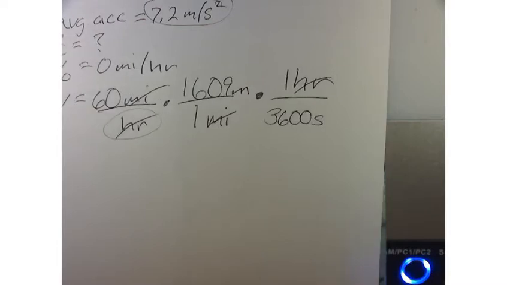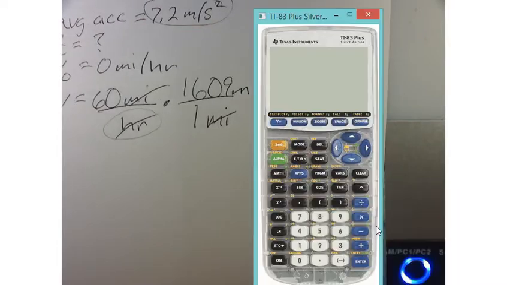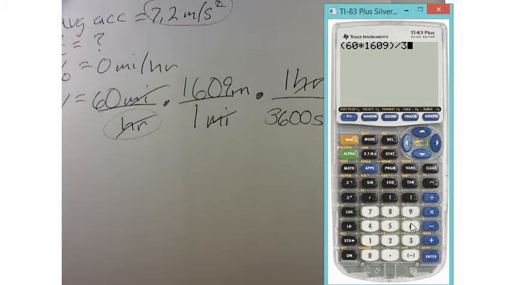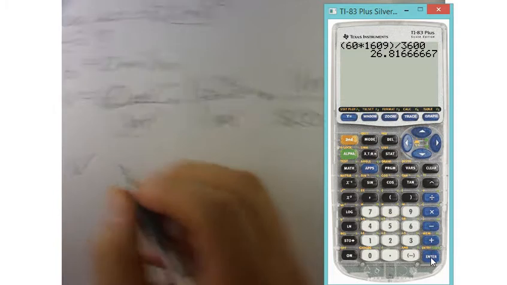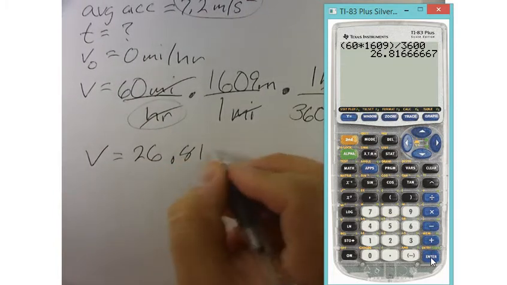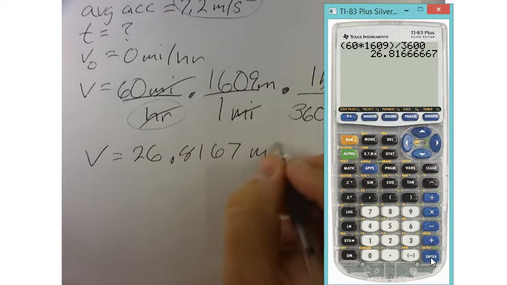So if I multiply this through, I had to get my calculator out. I'm going to say 60. Let's put this in parentheses. 60 times 1609 divided by what? 3,600, right? So 60 miles per hour is the same as 26.8167 meters per second.